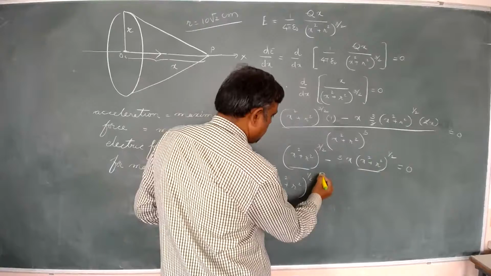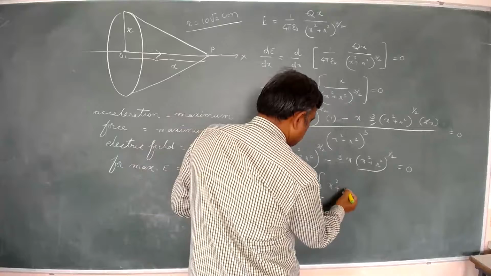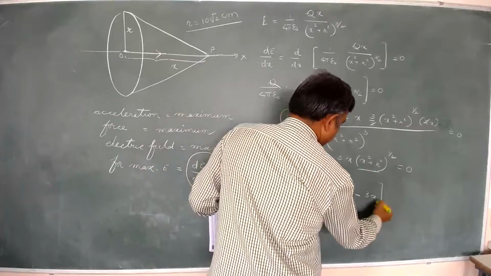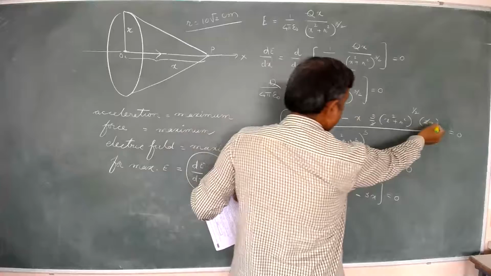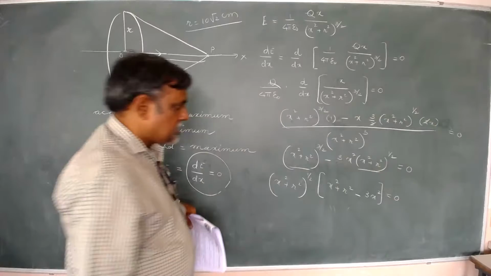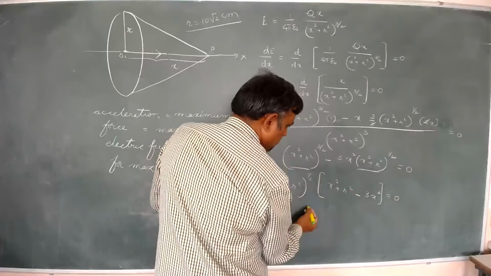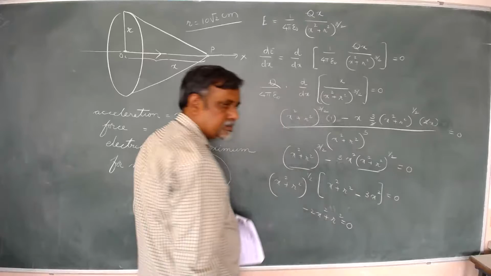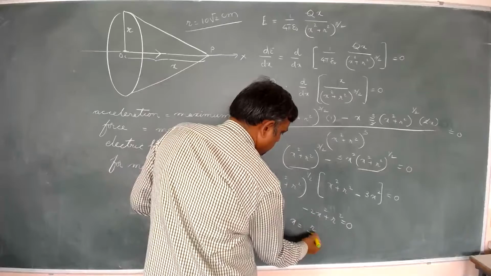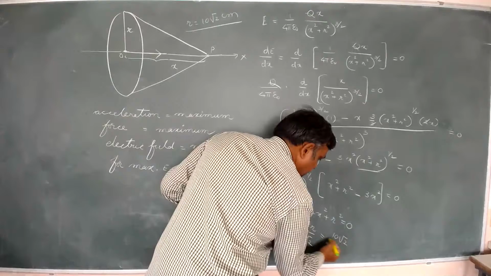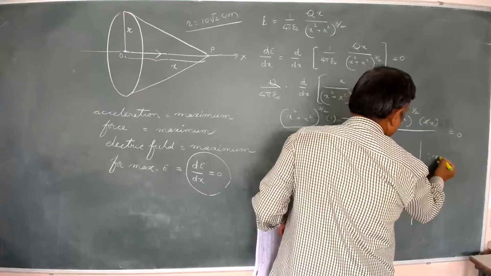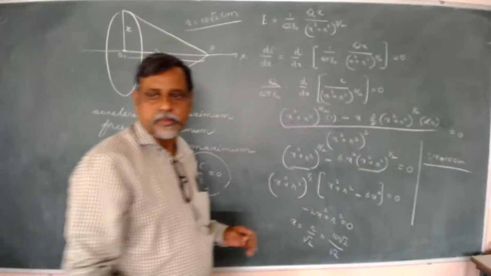From here, what is left out? x square plus r square minus here 3x square. Easy. So x square minus 3x square, this was the sign, 0. Minus 2x square plus r square. Okay, so x is equal to r by root 2. So R is 10 root 2 centimeter. Therefore, x is equal to 10 centimeters.